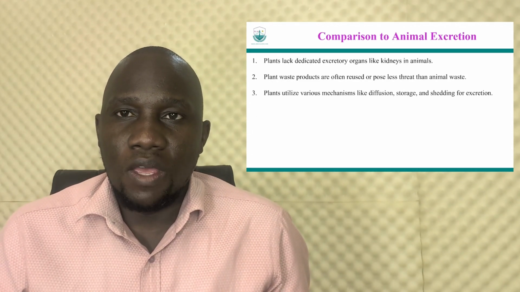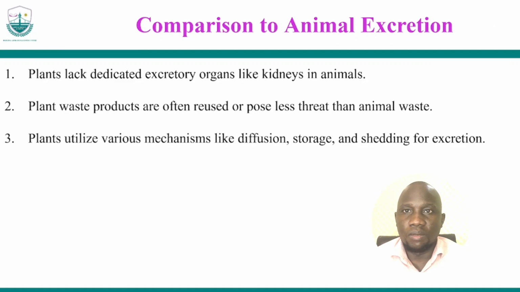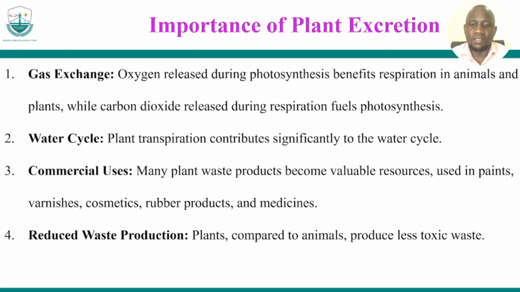So if we are to compare excretion in plants and animals, we will realize that plants do not have a unique system for removal of waste products. We can also realize that plants can reuse some of their waste products for different metabolic processes, and they rely on simple mechanisms. We don't have issues of filtration. No, we don't have reabsorption or refiltration. Just simple processes of diffusion, storage, and shedding are enough for plants.